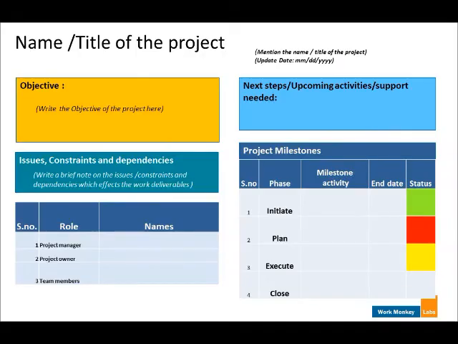Now let's look at how a simple and effective 5-point project update review slide looks. What you see is a block of information on a slide with the project title on the top with the update date. First of all, we need to mention the objectives of the project, followed by a brief note on the issues, constraints, and dependencies. And then it is good to mention the project resources. Mention the names of the project manager and the team members. Then a brief note on upcoming activities and support needed. And lastly, and most important, we need to mention the progress of the milestones and phases.